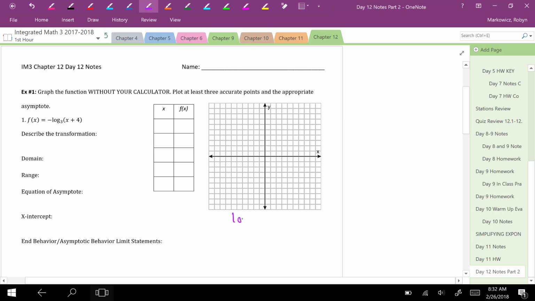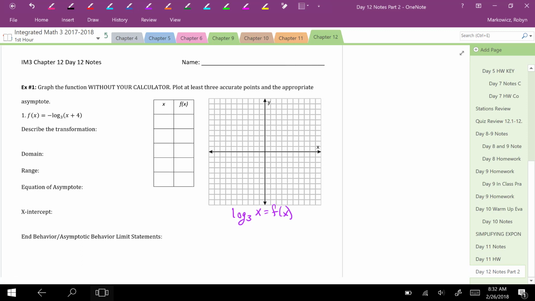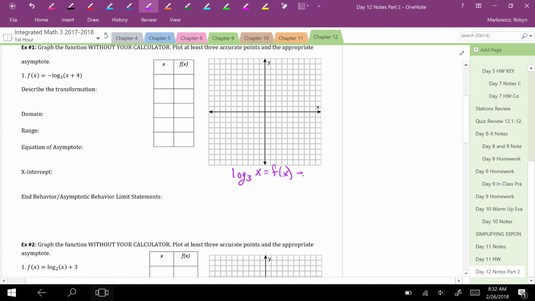So I'm going to come down here and say log base 3 of x equals f of x. This is all side work, ladies and gentlemen. This is to help you graph it. I'm going to convert this to exponential. To convert, remember, 3 to the power of f of x equals x. And I'm just going to make my parent table.